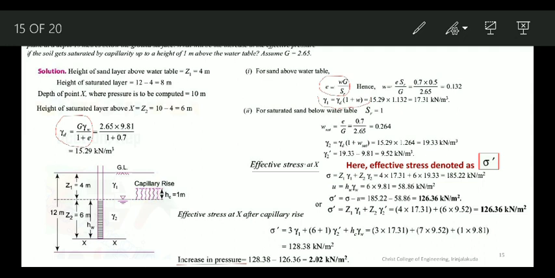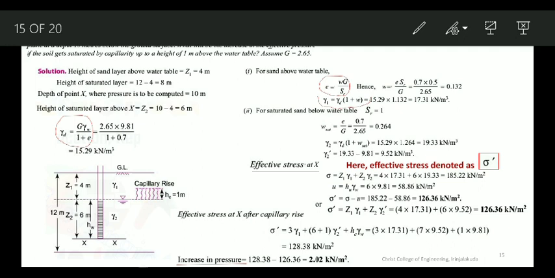The capillary pressure is the height of the capillary water into gamma W. That is acting away from it, isn't it? So instead of writing that minus sign, it will become the plus sign. This equation is rewritten in terms of gamma submerged. The same answer you will get by simply following the same steps: finding total stress, finding pore water pressure, and finding effective stress.